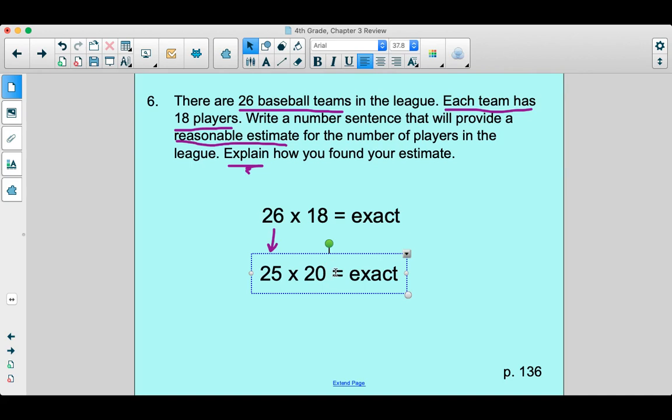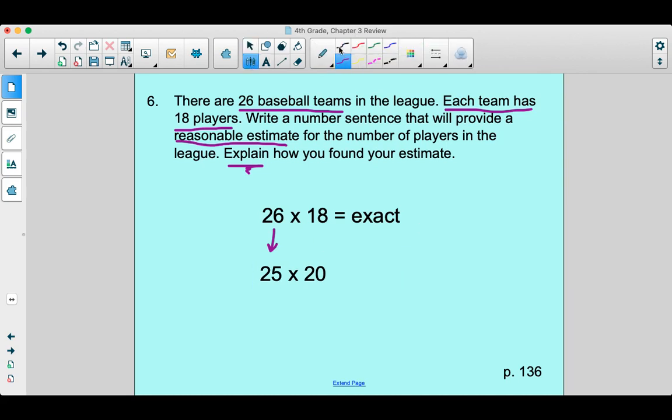Now there's a fancy squiggly equal sign for estimate. I don't see where it is. I'm just going to write with my tool. I'm going to write my little fancy squigglies. This symbol means estimate, or there's been an estimation that's happened, right? Okay, so 25 times 20.